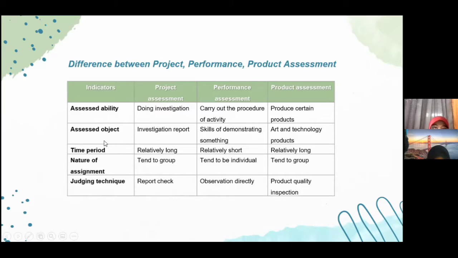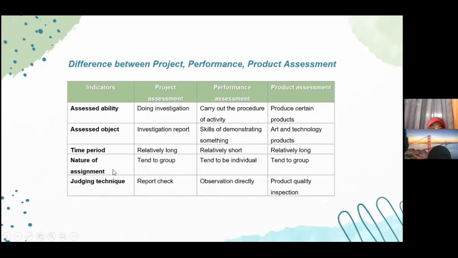The second indicator, assess object. For the project assessment, investigation report. For the performance assessment, skills of demonstrating something. And for the product assessment, art and technology products. And the third indicator, about time period. For the project assessment, relatively long. For the performance assessment, relatively short. And for the product assessment, relatively long.